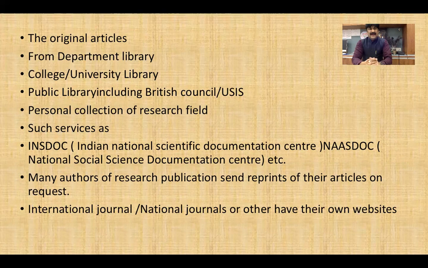The original articles, mostly during your research works. If you have a thinking, or you give the title and topic for a particular research problem, then for those objectives you may have to collect the original articles from the departmental library. You can have it in the college or university library. It may be available in a public library, including the British Council or USIS libraries, which provide you some kind of these references.